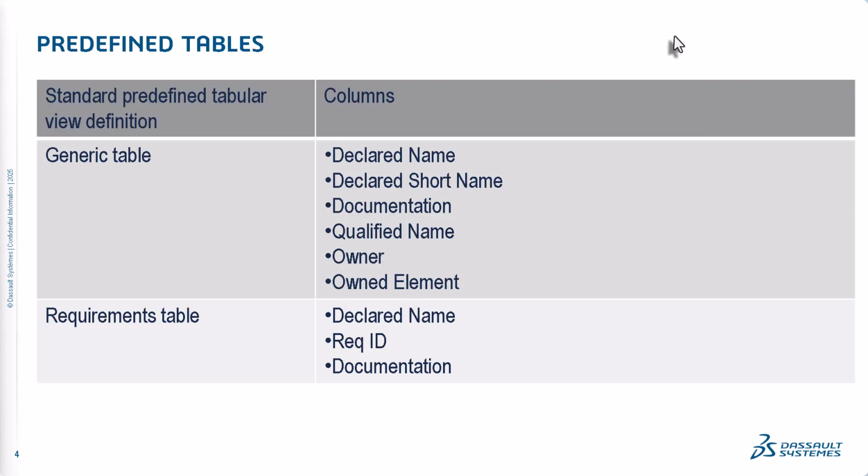Okay. So we have two predefined tables right now: the generic table, which has these 6 columns here, and the requirements table, which is narrowed down a little bit. It has the name, the requirement ID, and the documentation. Now, just so that you're aware, requirement ID is just the declared short name. This is even written into the specification for requirements. You're just taking the declared short name to be the requirement ID.